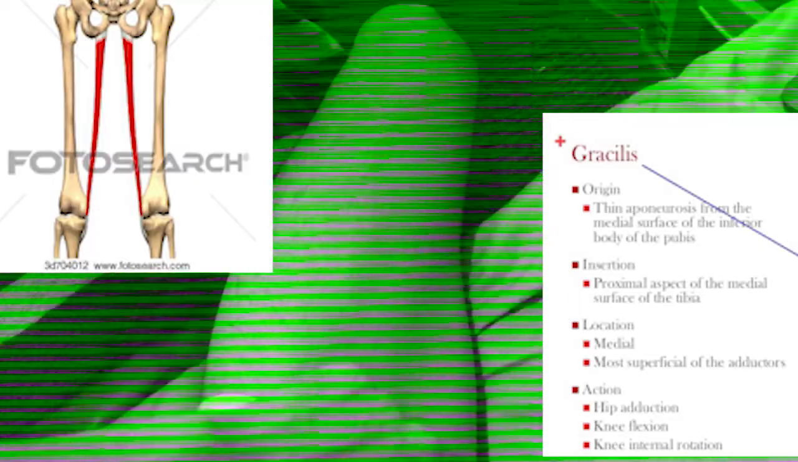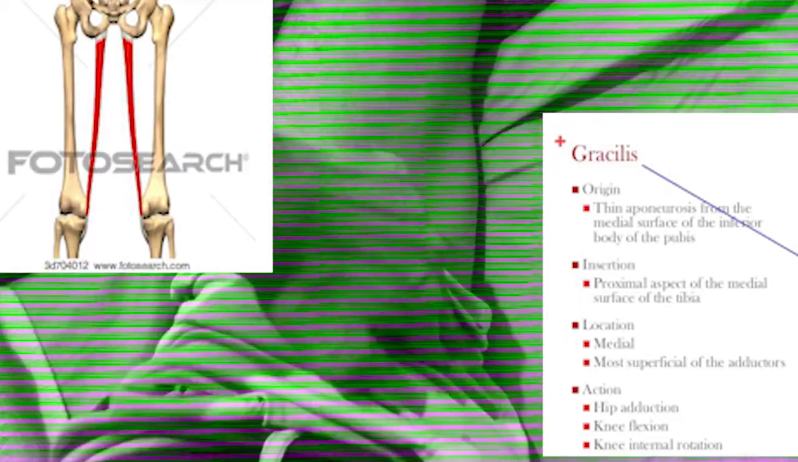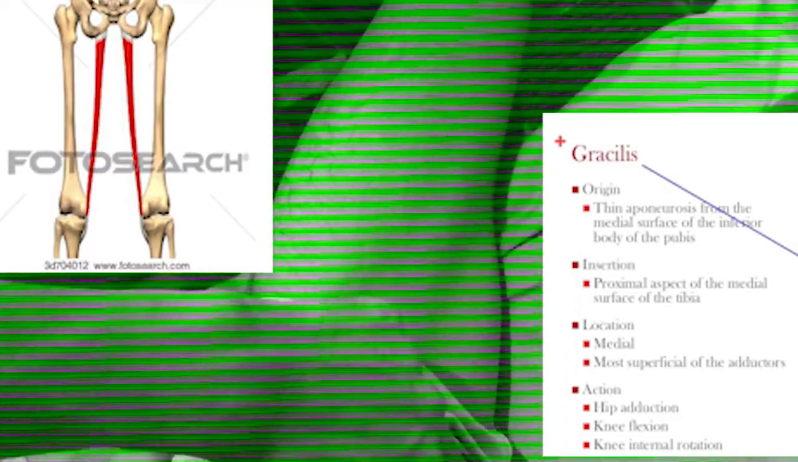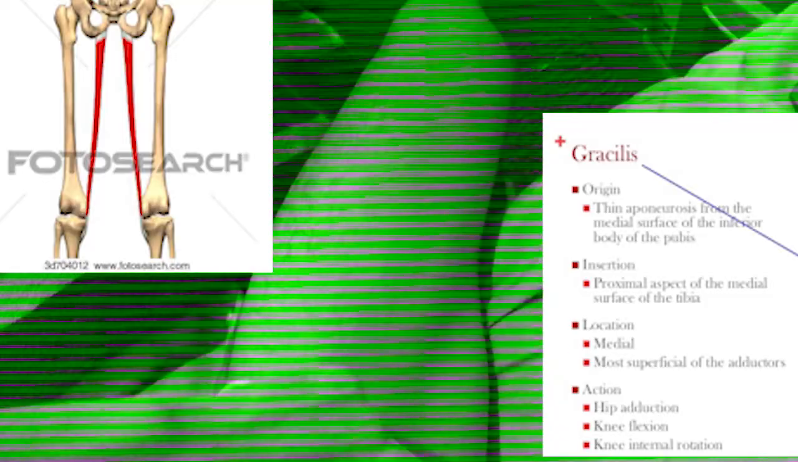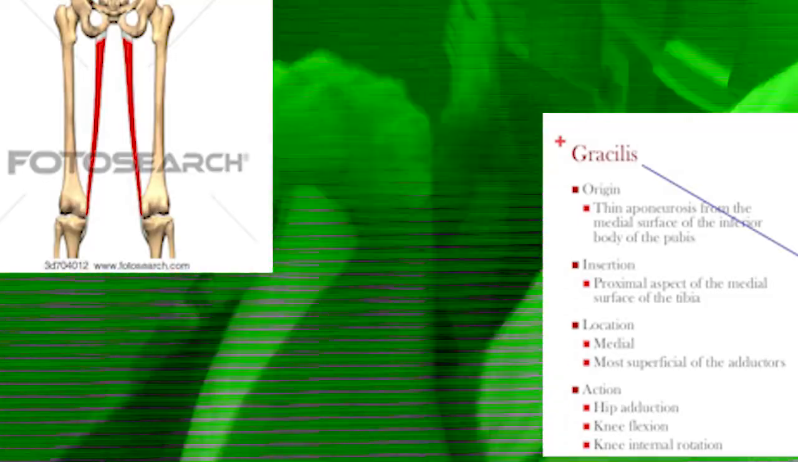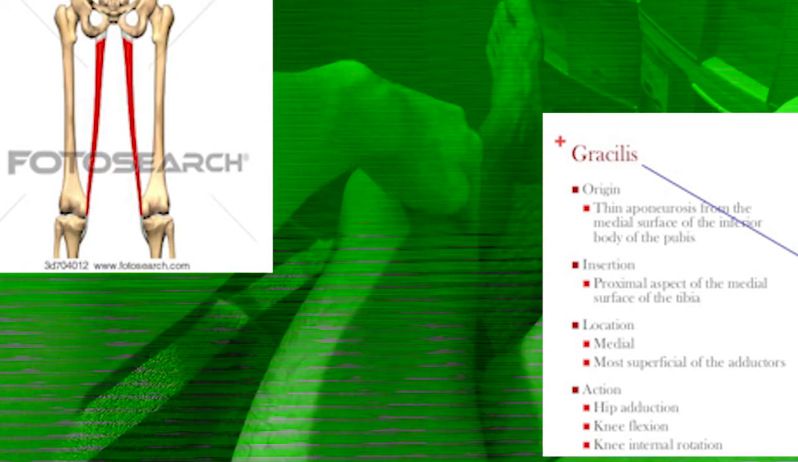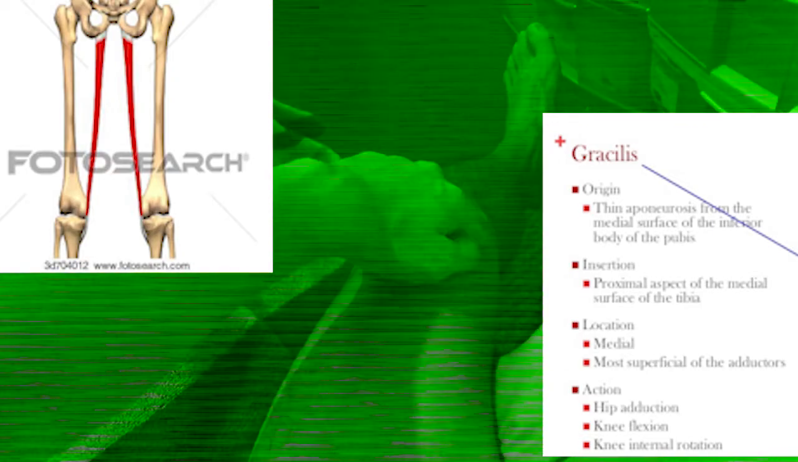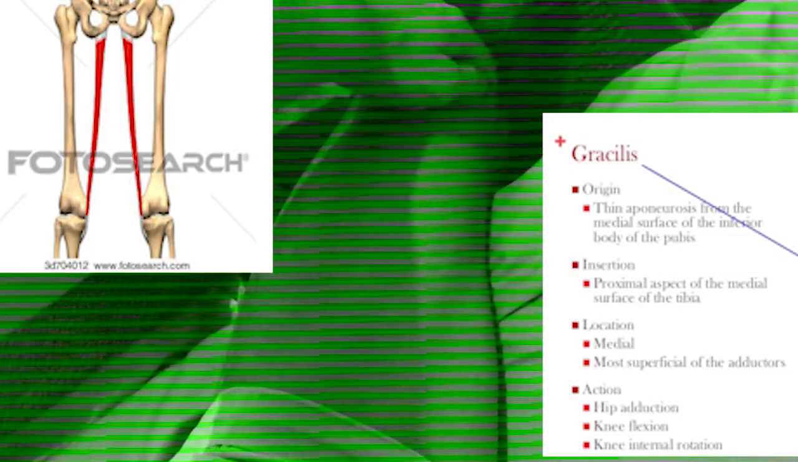Next muscle would be the gracilis muscle over here. So the gracilis muscle is the most superficial muscle on the medial side of the thigh. It is thin and flattened, broad above, narrow and tapering below. It originates from the inferior rami of the pubis and the body of the pubis, and it attaches to the medial surface of the tibia between the tendons of the sartorius and the semitendinosus.